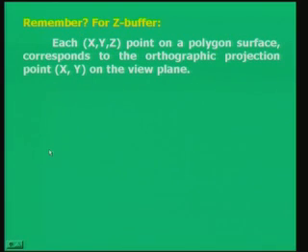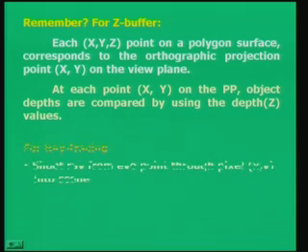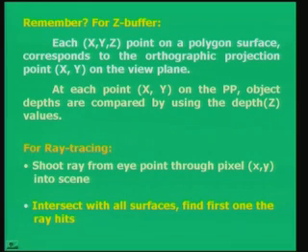We will just wind up with a few points. For the Z buffer, for each x, y, z point on a polygon surface, which corresponds to the orthographic projection point x y in the view plane, at each x y point on the projection plane, object depths are compared by using the depth buffer values. For ray tracing, shoot a ray from each pixel x y into the scene, intersect with all the surfaces, find the first one which the ray hits, and that is the surface which is used to render that particular pixel. We will start from this slide onwards in the next class and discuss details of ray tracing, which is the most sophisticated among all the different VSD algorithms which we have discussed so far.